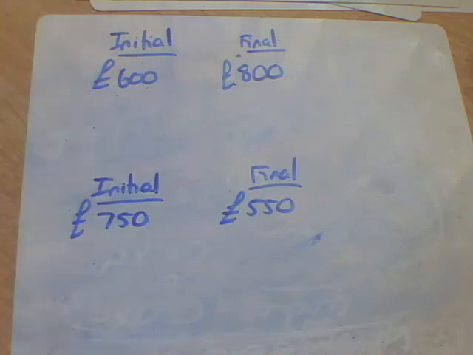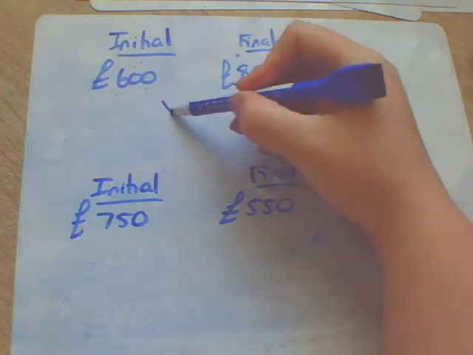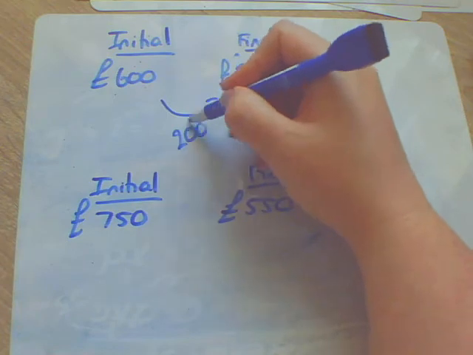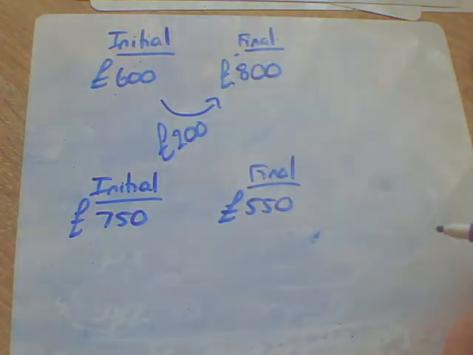So here we've got two values. We've got the initial amount, so that could be, for example, that I'm earning £600 at the start of the month, and by the end of the month I'm earning £800. Okay, so we want the change in the amount, so the difference between these two numbers is £200. Okay, so we're going to put that into the formula.